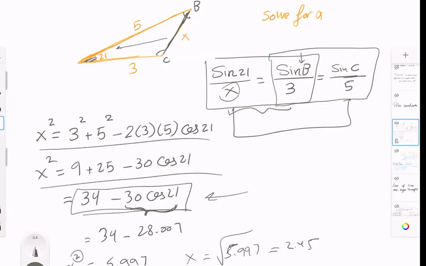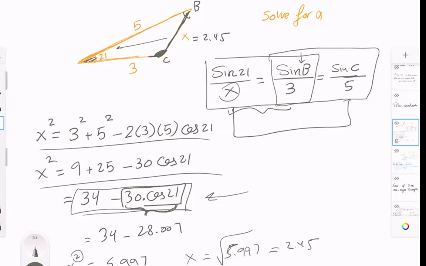exactly, it might give you a wrong answer. Your job is to do the multiplication first. 30 multiplied by this, then 34 minus that. So that was we apply law of cosine. So we got x equal to 2.45.